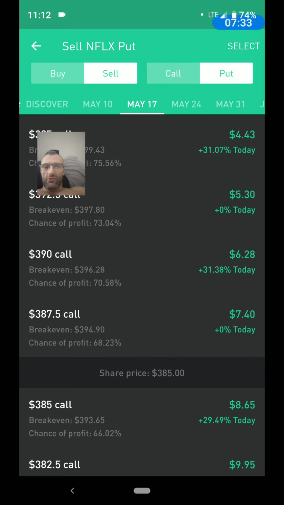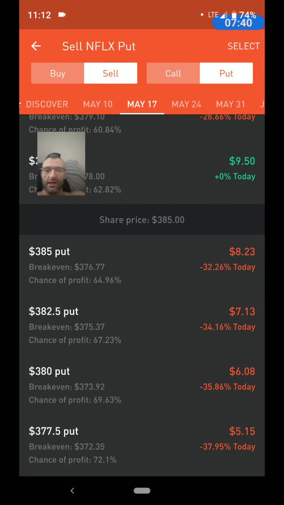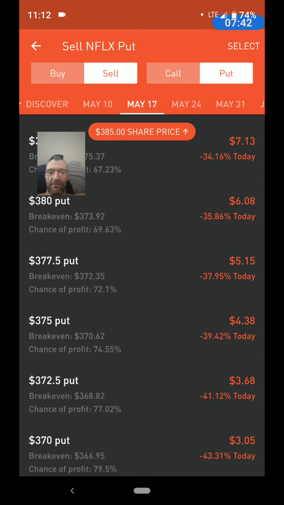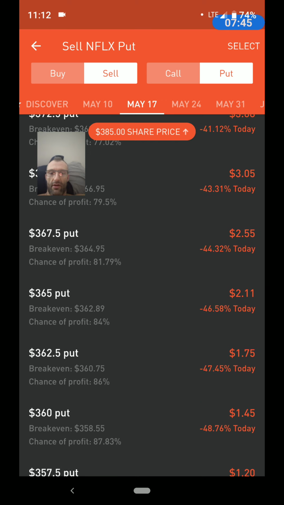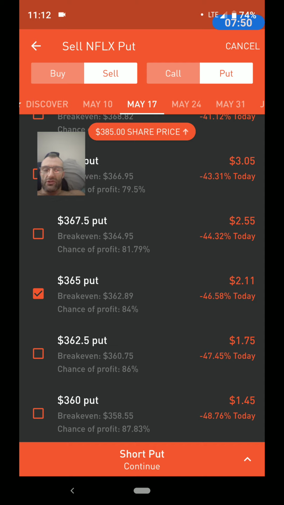So let's do a put. And generally speaking, I always enter my trades starting with the sell side. The current share price is 385. Let's come down here. So there's chance of profit, although generally you might use that as kind of a reference point. Generally speaking, get in somewhere where chance of profit is 80 to 90% or something like that. So this is the sell side.